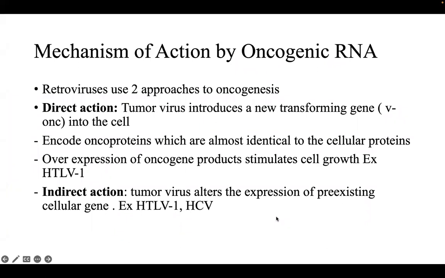So for the indirect action, the tumor virus will alter the expression of a pre-existing gene. For example, in HTLV-1, when the virus is integrated into the cell, there was another gene where it gets integrated, potentially a tumor suppressor gene. So it will alter that pre-existing gene, and this gene will potentially not be expressed. And if its function was to suppress tumors, it's not going to do that. So that is also a form of initiating the neoplastic process. I hope that makes sense.